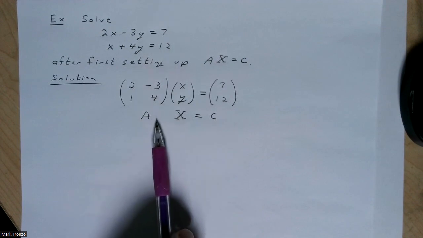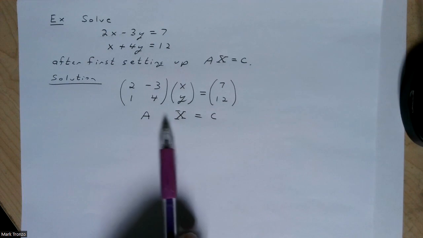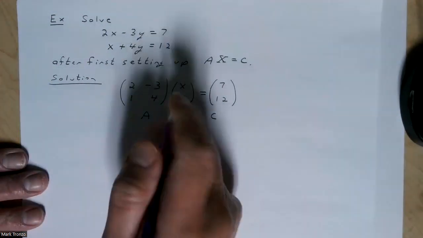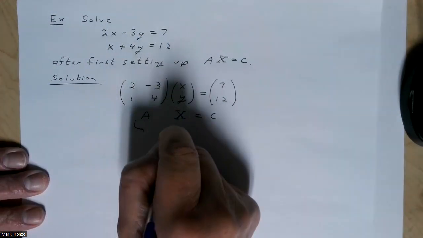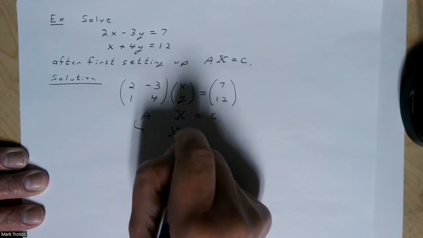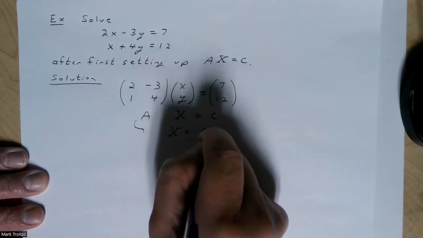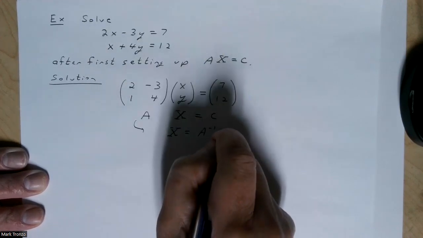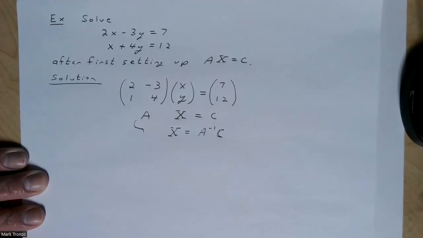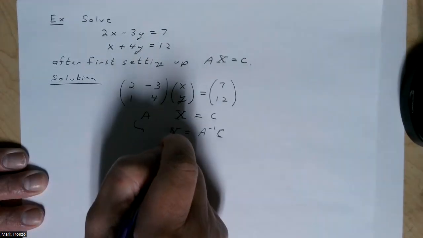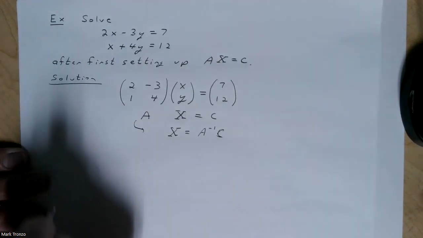And we showed a few minutes ago that we can solve this by multiplying both sides by A inverse. And then we end up getting X equal A inverse times C, like this. So now let's go ahead and find A inverse. We know how to do that from before.